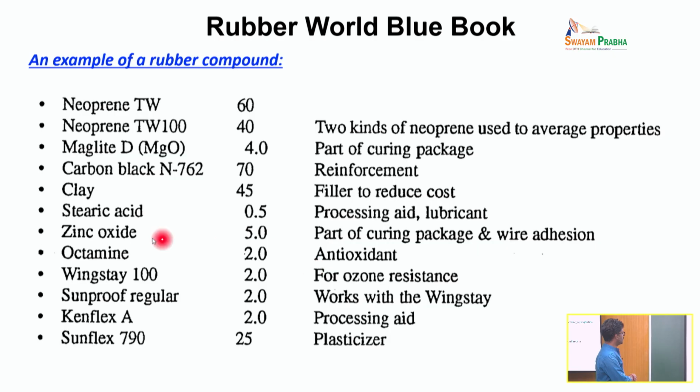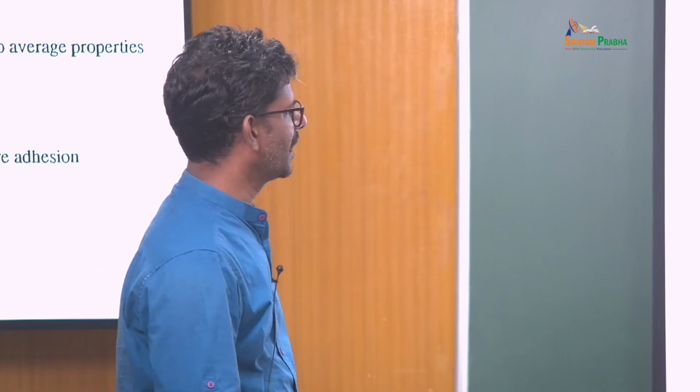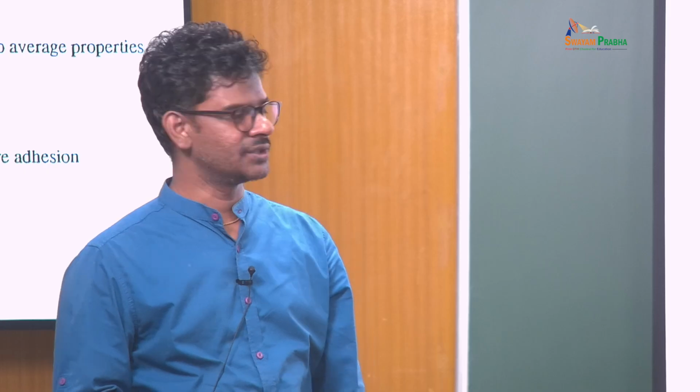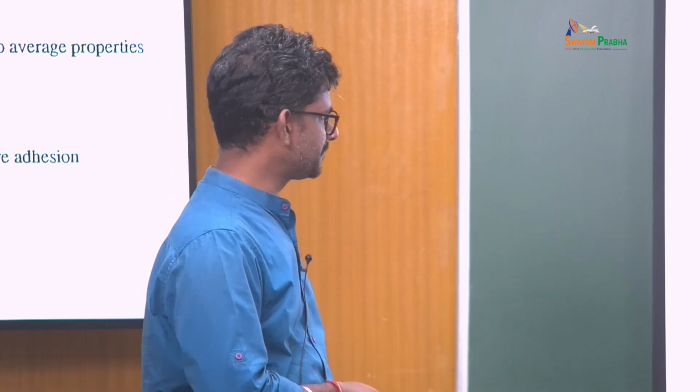Then they add something called zinc oxide. This is also part of curing, and there is something called octamine as an antioxidant because you don't want the rubber to oxidize when you process them at high temperature. Then there is something called Wingstay 100. I don't know what it is. It is saying that it is for ozone resistance. Again, maybe to reduce oxidative degradation.